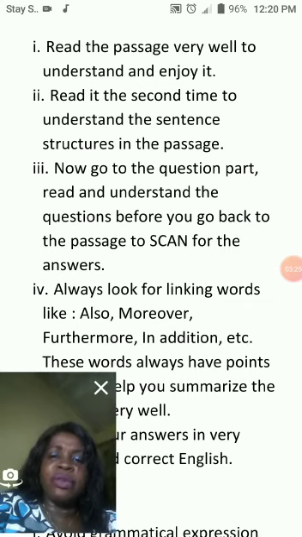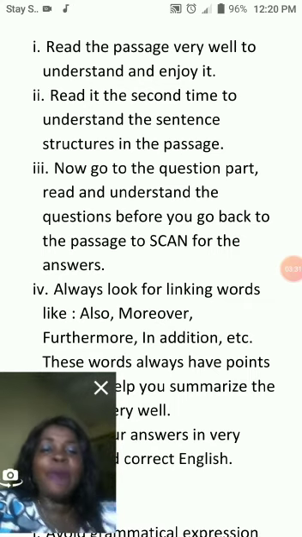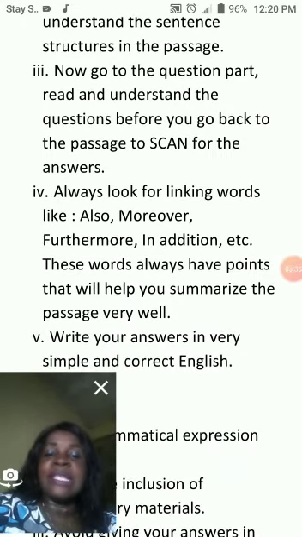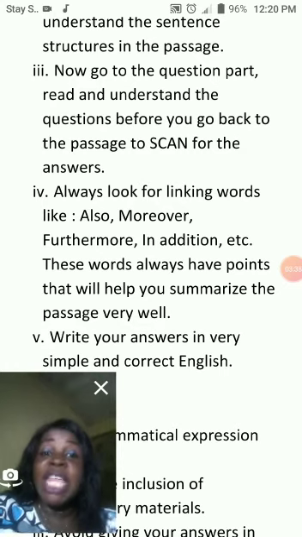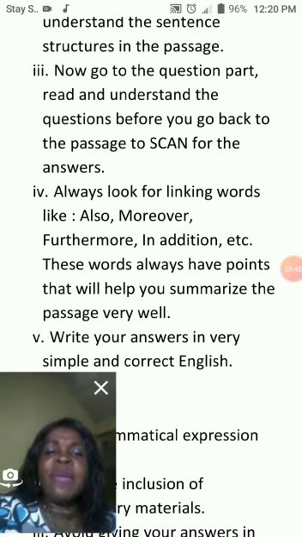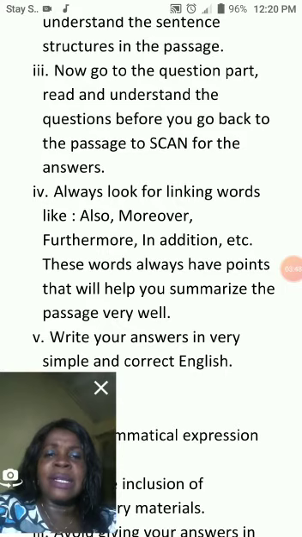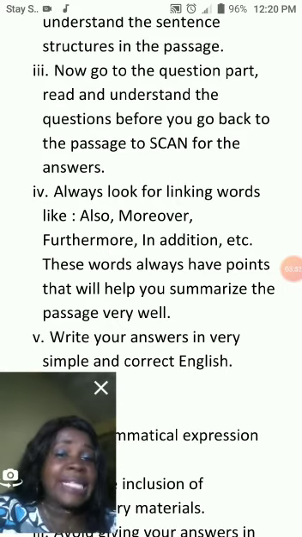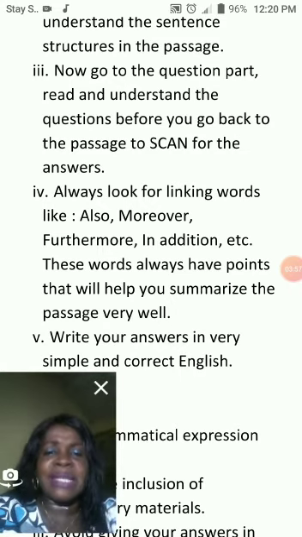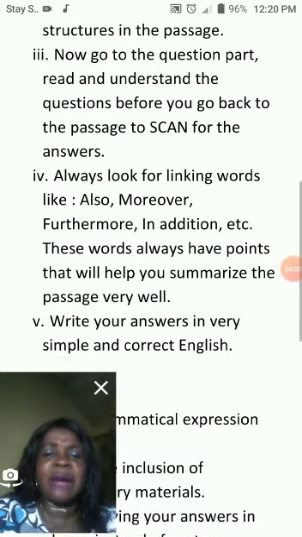Then after you have done that, number four, always look for linking words. Words like also, moreover, furthermore, in addition, etc. Wherever these words occur in a passage, they have a point they are talking about. So they will help you pick out the points that will help you answer the questions you were asked. So try to follow them up. It's not only these four, there are many. That was why I added etc. We call them linking words. They link us to the points that are being discussed in that particular paragraph.